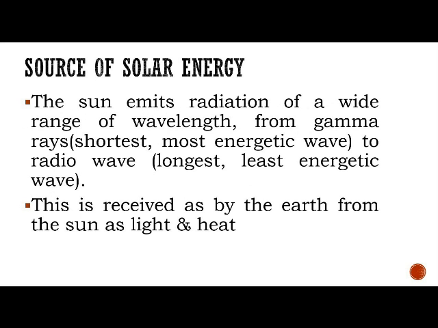Now let's talk about the source of solar energy. We know that the sun is the major source of solar energy, and it emits radiation of a wide range of spectrum, or call it wavelength, from gamma rays, which are short and most energetic waves, to radio waves, which are long and the least energetic. And this solar energy is received by the earth from the sun as what? Light and heat. They are received from the sun as light and heat.